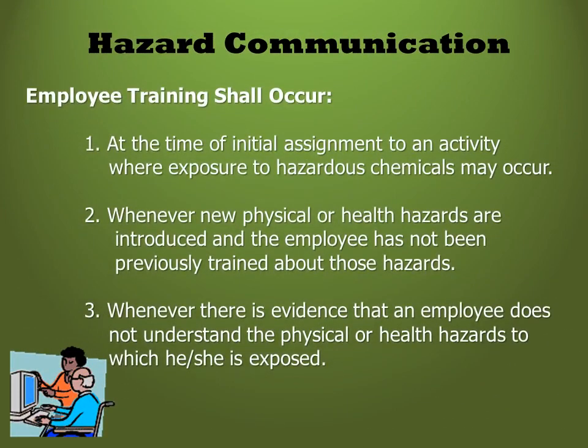Employee training shall occur at the time of initial assignment to an activity where exposure to hazardous chemicals may occur, whenever new physical or health hazards are introduced and the employee has not been previously trained about those hazards, and whenever there is evidence that an employee does not understand the physical or health hazards to which he or she is exposed.